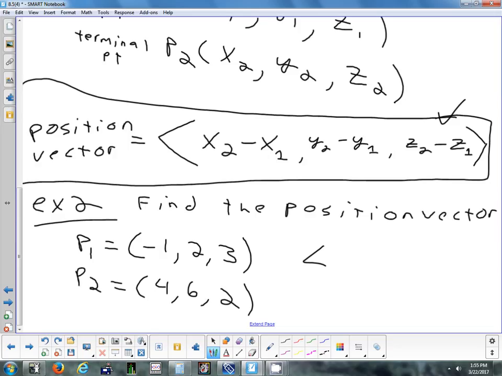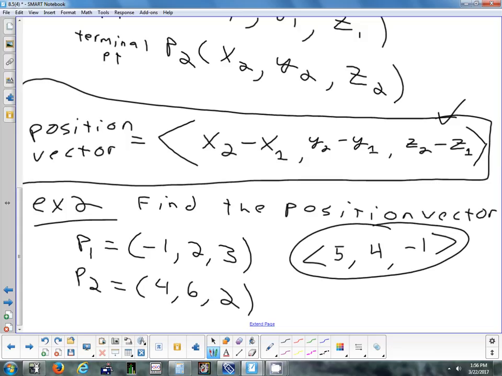Okay, so to find the position vector between P1 and P2, can anyone tell me what the x component would be? Priya? 4 minus -1. Yep, it would be 4 minus -1, which is 5. So we get 5. How about the y component? Yep, 6 minus 2, which would be 4. And lastly, the z component. Ian? 2 minus 3, which is -1. There's your answer written as what we call the algebraic vector form.